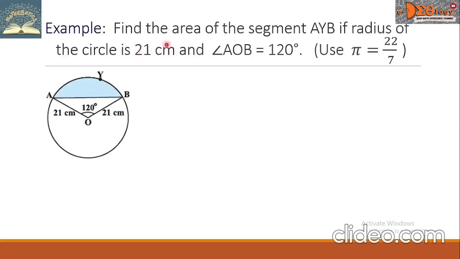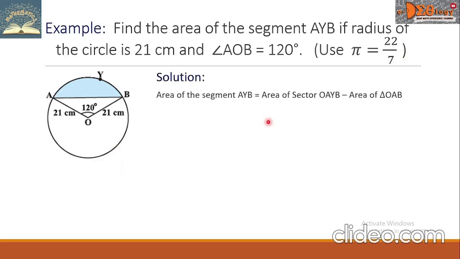Example, find the area of the segment AYB, if radius of the circle is 21 cm and the angle AOB equals 120 degrees. Use pi equals 22 over 7. This is our figure. So the area of the segment AYB equals area of sector OAYB minus the area of triangle OAB. And this is the corresponding formula.